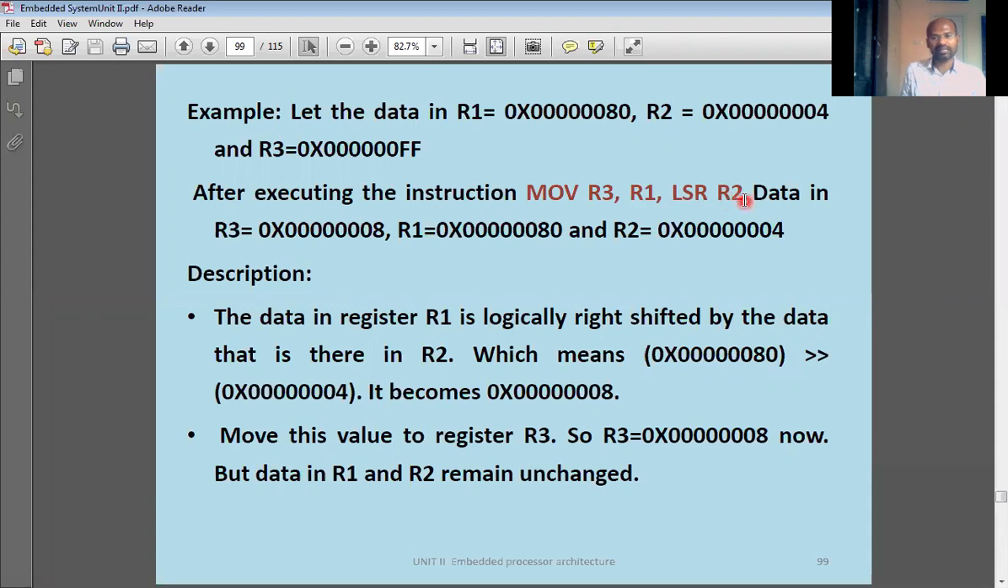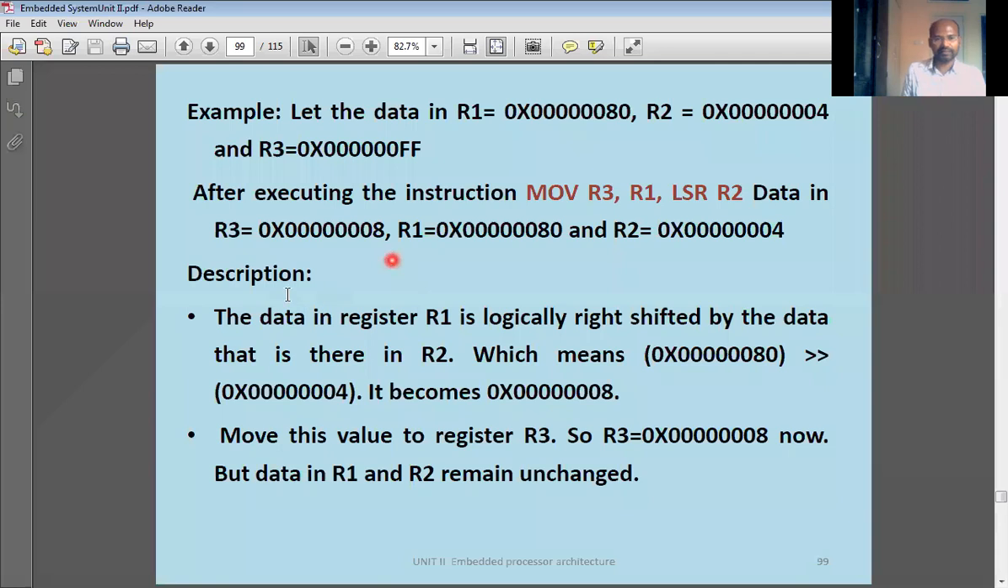What is present in R2? 4. So the data in R1 will be right shifted by how many bits? 4 bits. That result is stored in R3. Now let's see. Initially R3 contents are this. They will be erased. New values will be updated in R3.